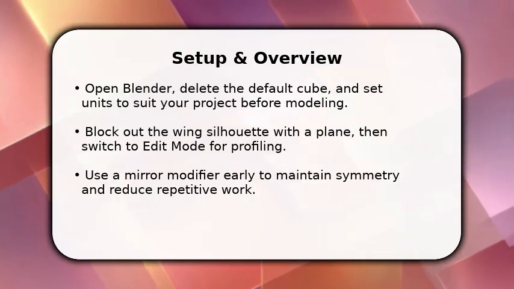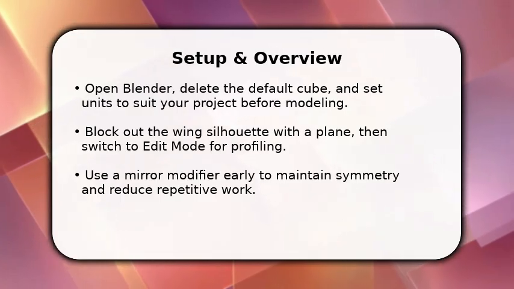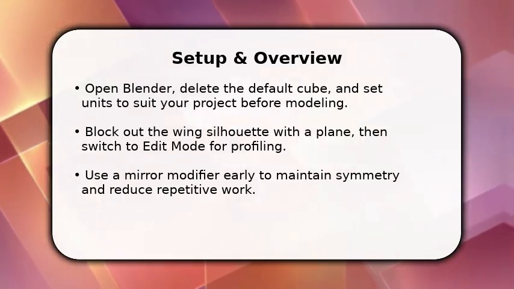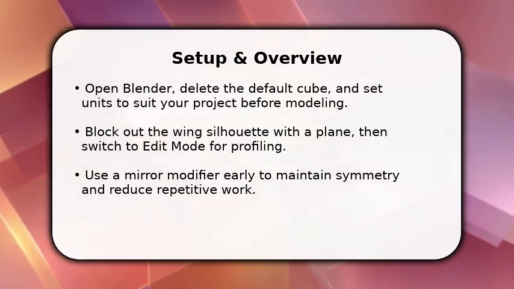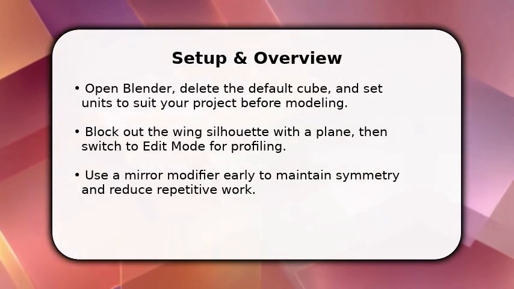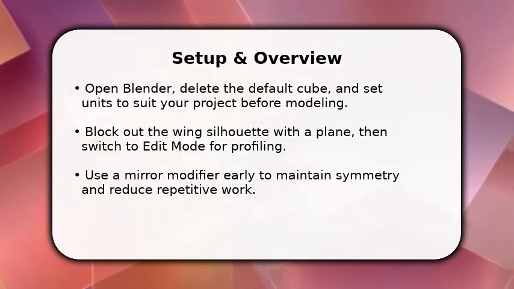In this video, I will show how to make wings in Blender. Start by opening Blender, deleting the default cube, and adding a plane to block out the wing shape. Switch to Edit mode, extrude edges to form the wing profile, and use loop cuts for feather separations.